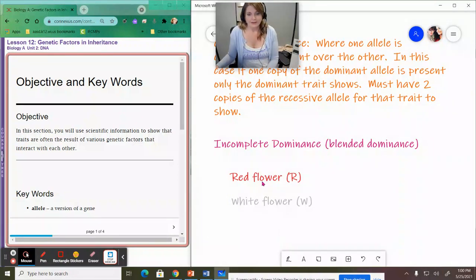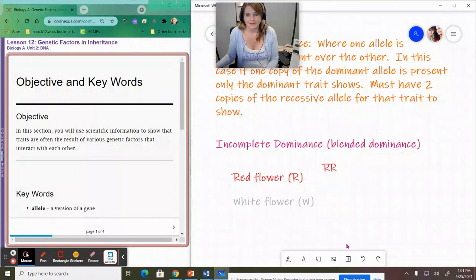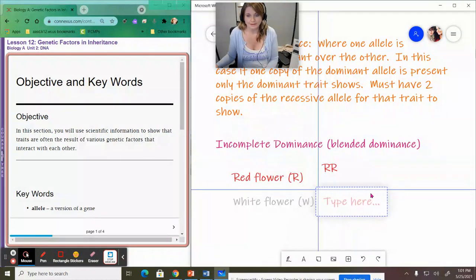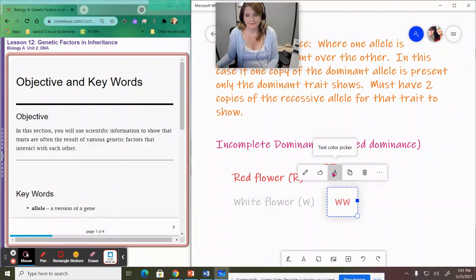If we have a flower that is red, it needs to have the genotype RR, 2 copies of that red allele. If we have a flower that is white, it needs to have the genotype WW. 2 copies of that allele.